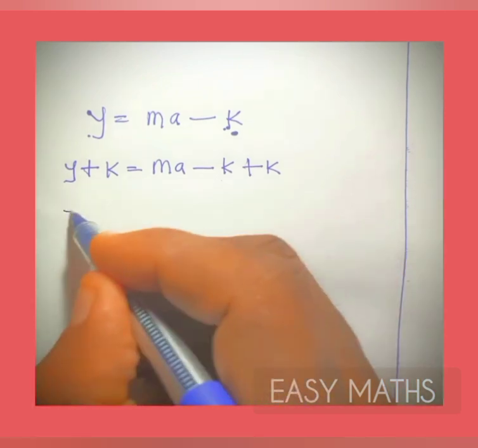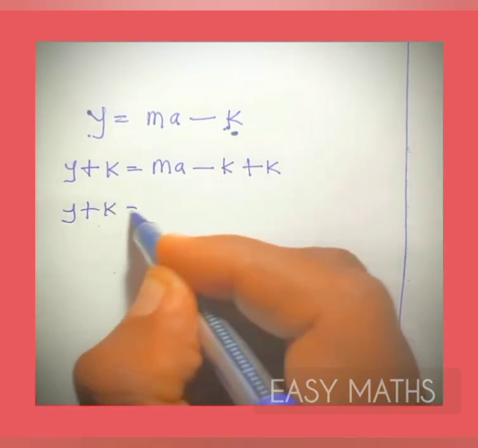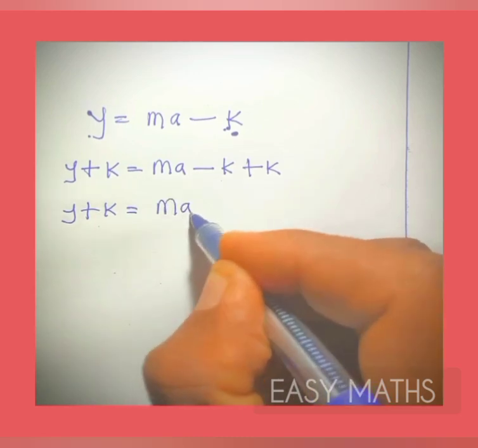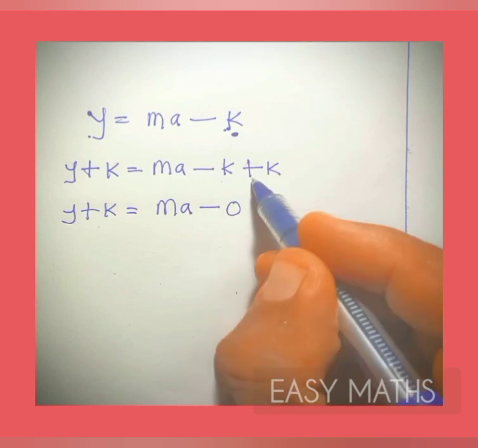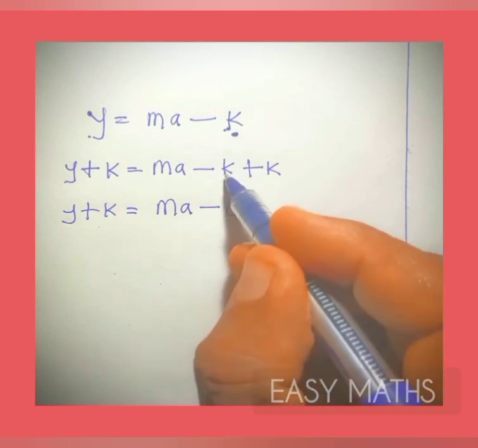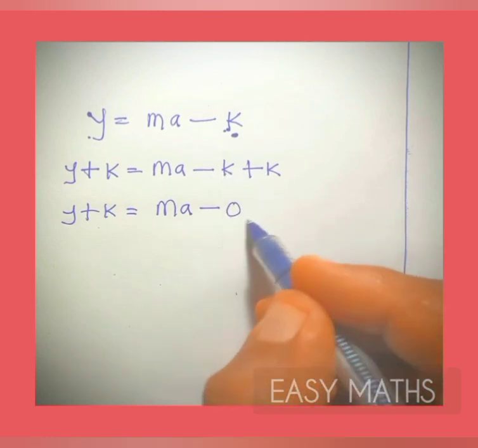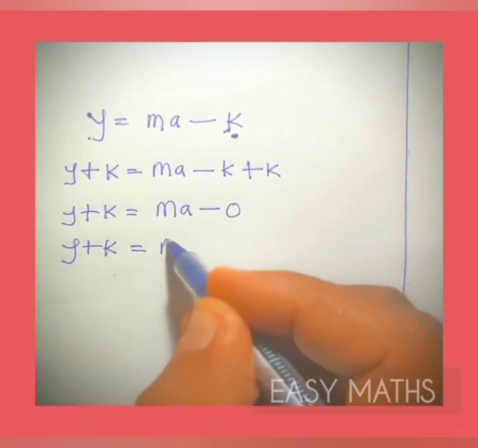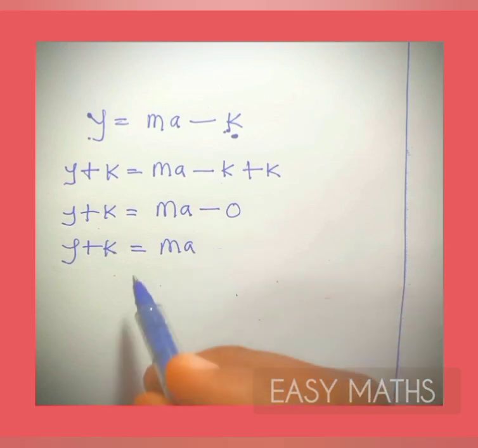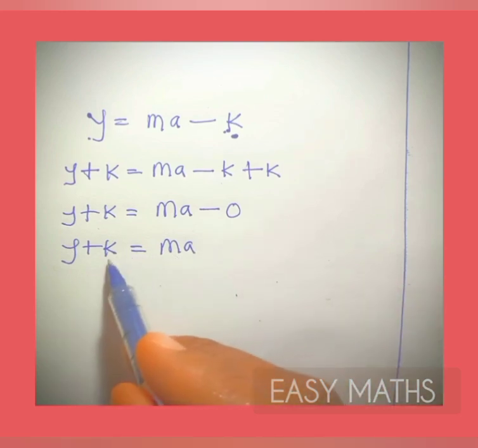Okay, so this is Y plus K equals to MA minus K plus K. Minus K plus K definitely will give you 0, because when you are adding to a negative number it will become subtraction. Okay, so this will be Y plus K equals to MA. Then what else can we do? Remember, our focus should be on K because we want to make it the subject of formula. We want it to be alone on one side.